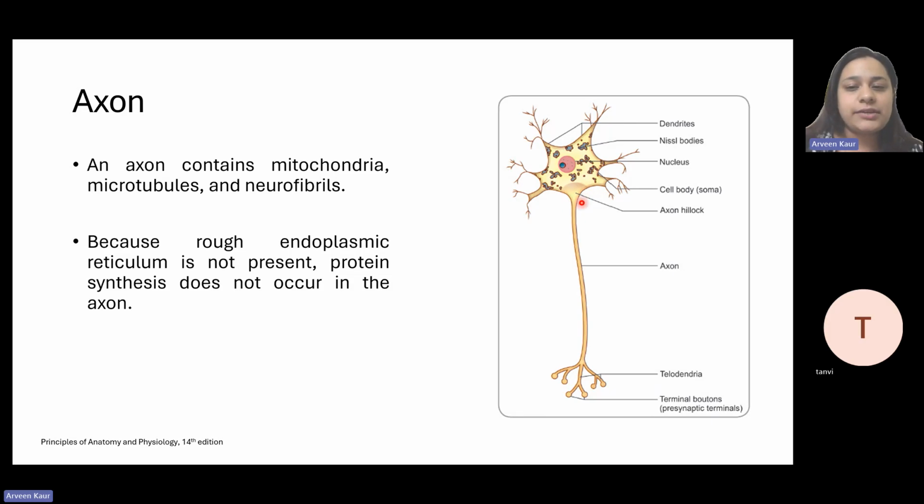So there is a cone-shaped, cylindrical part that joins the cell body to this extension. It is known as the axon hillock, and this is where the action potential is generated, right? This long cylindrical tube is known as the axon. The axon also contains mitochondria, microtubules, and neurofibrils, right?